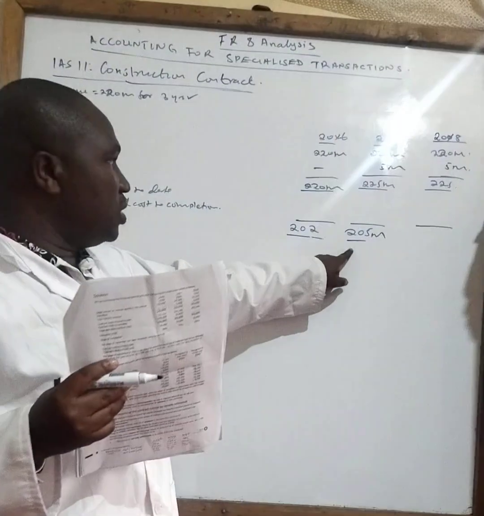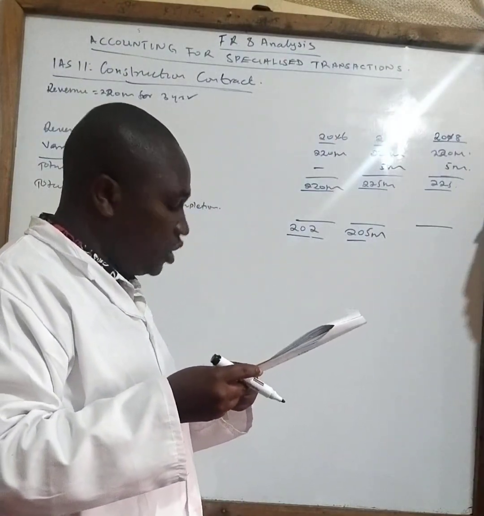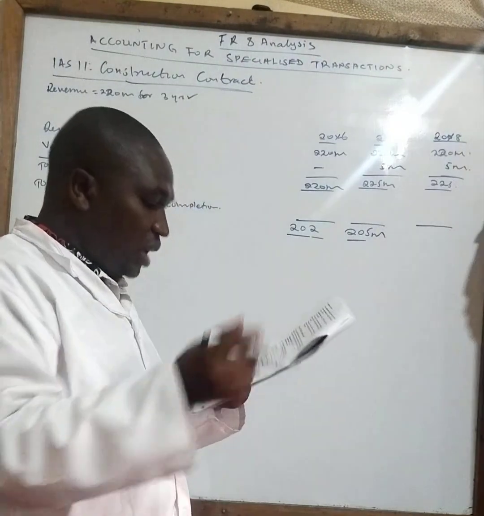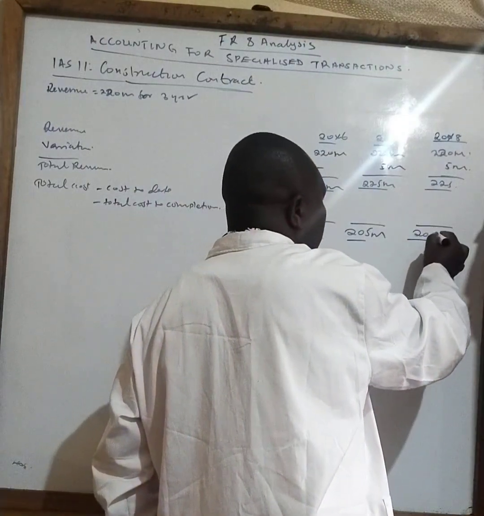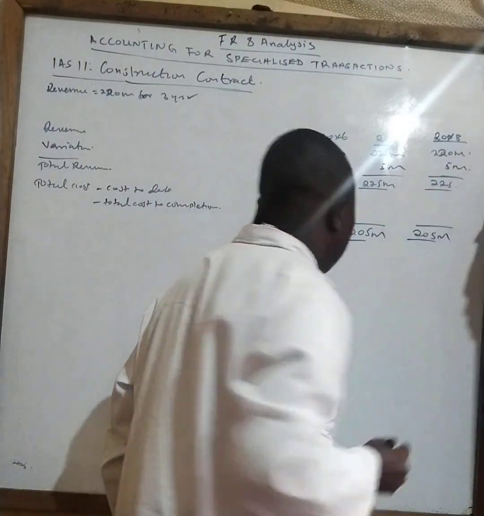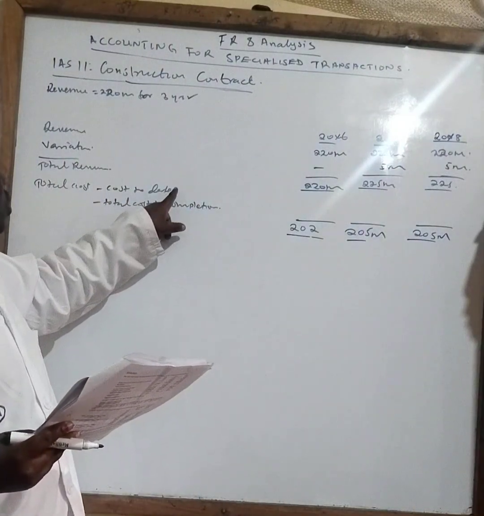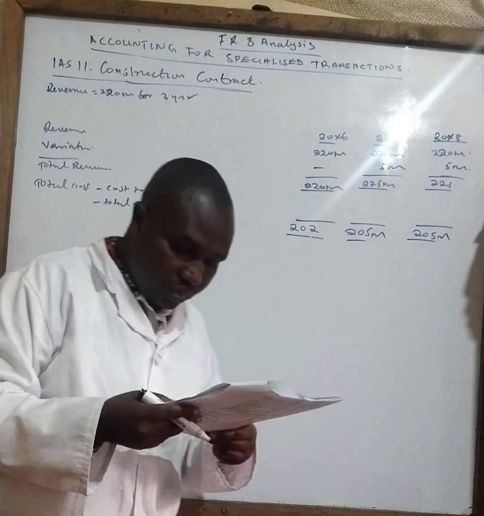205. Now from 2005, what is happening in 2205 for the year 20x8? Is there anything? Which means it's a continuation. So therefore, this one will also remain 205 million. Those are costs for that matter. Now, we want to determine the cost to date and total cost to completion.